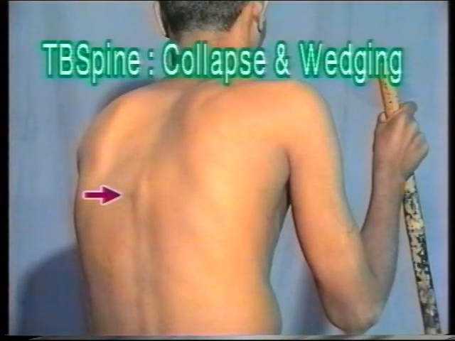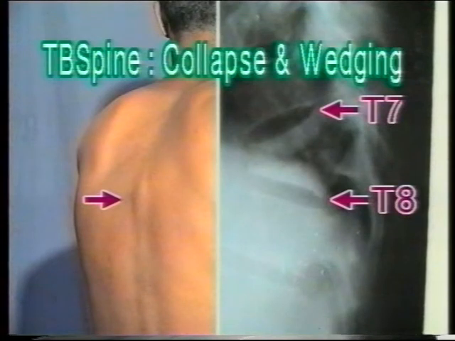Note this young man with a gibbous of the thoracic spine and a walking stick in his hand. The X-ray shows destruction of the 7th and 8th thoracic vertebrae with anterior wedging. Note the extensive destruction of the vertebral bodies, that the two vertebrae appear as one. This is a typical lesion of tuberculosis of spine.